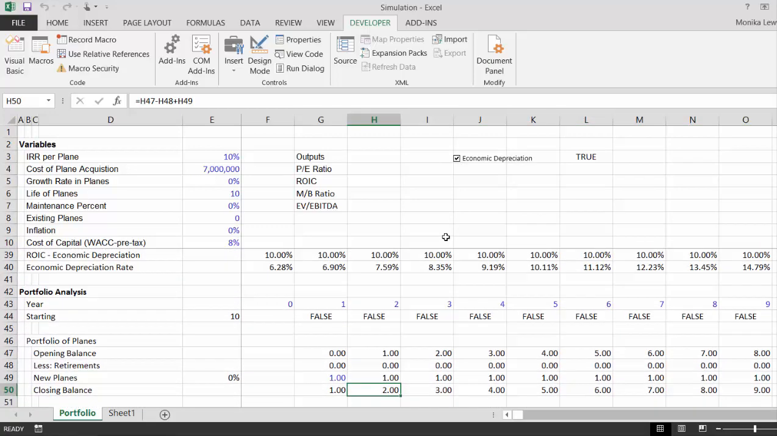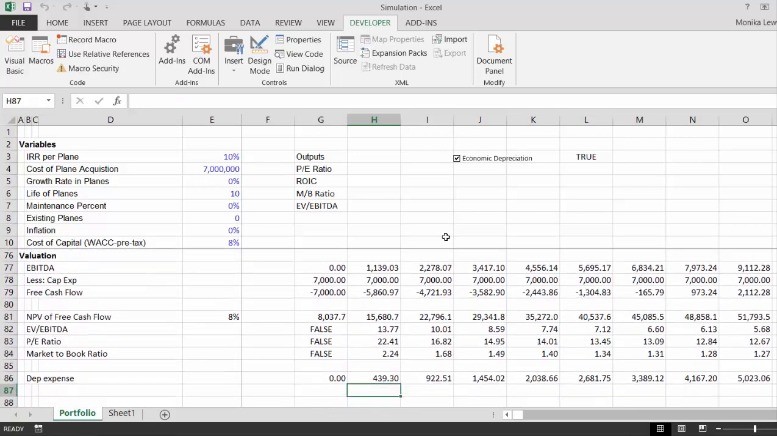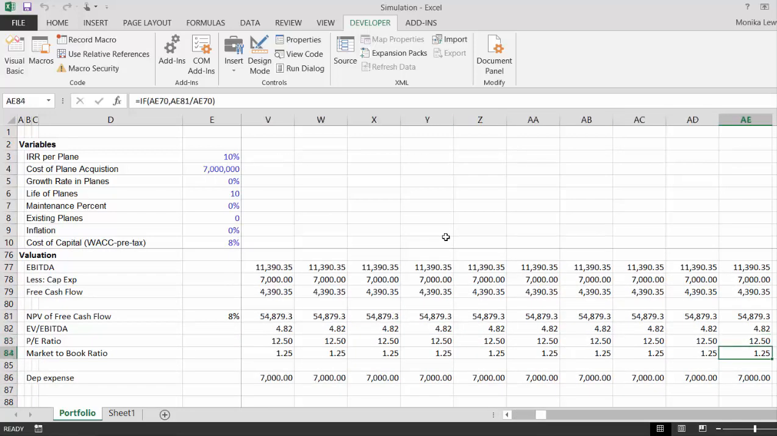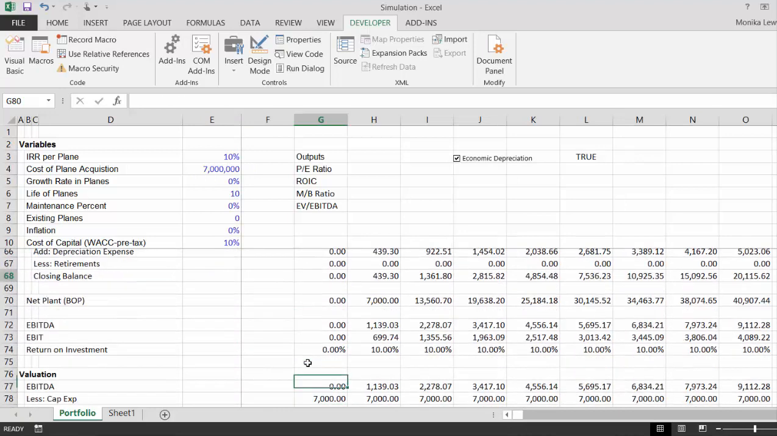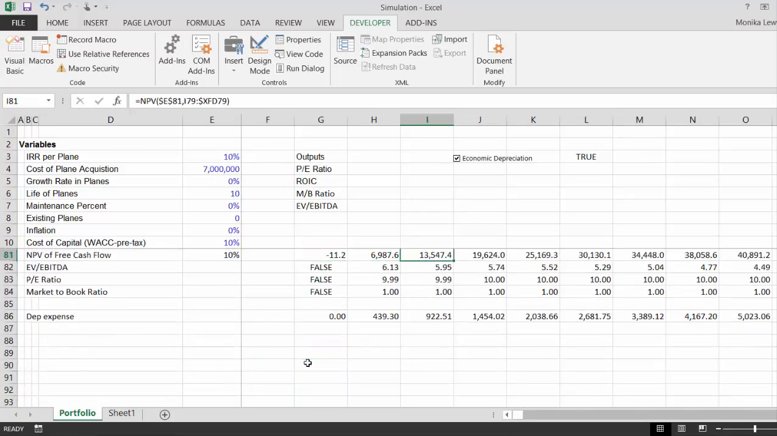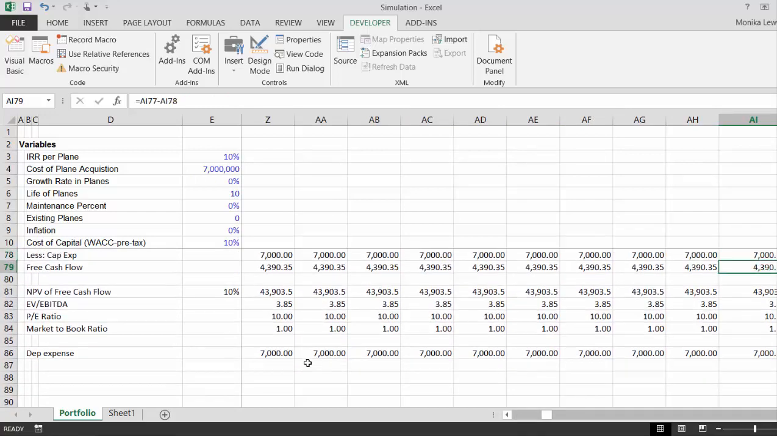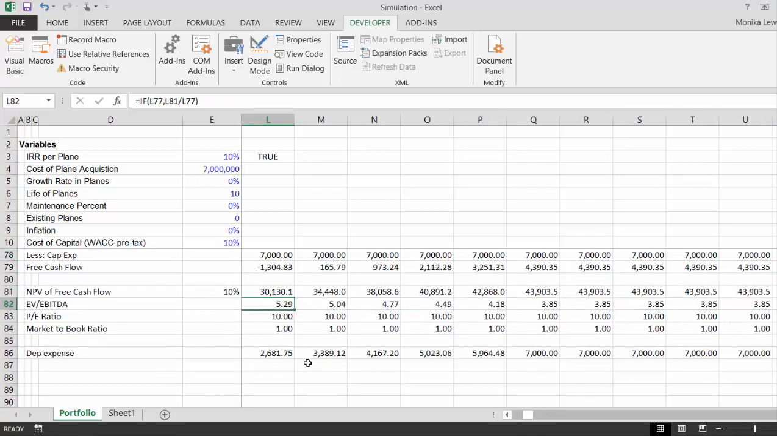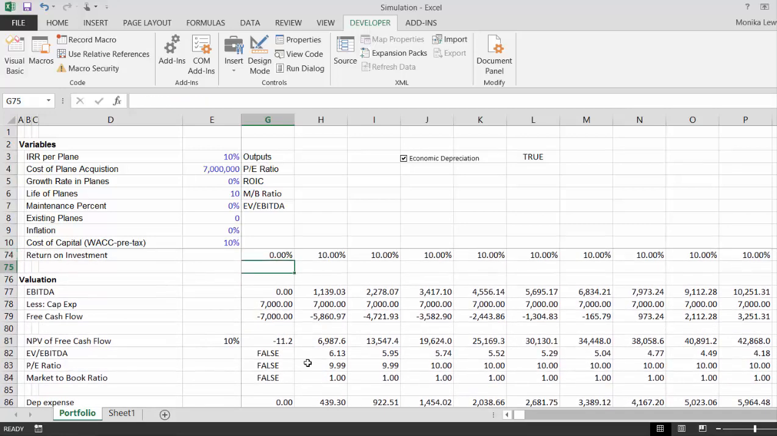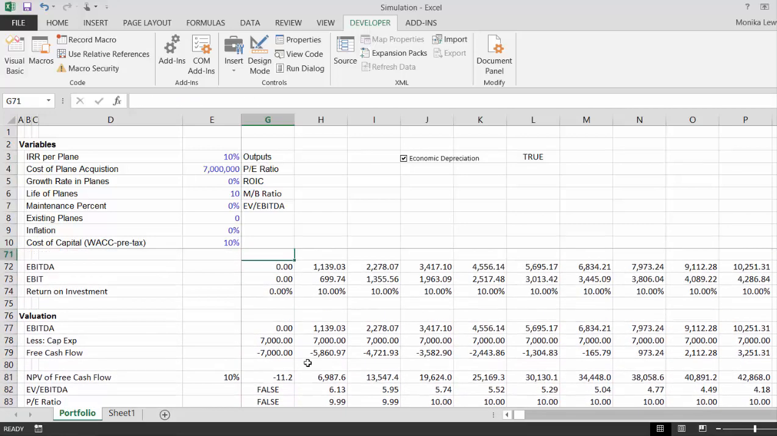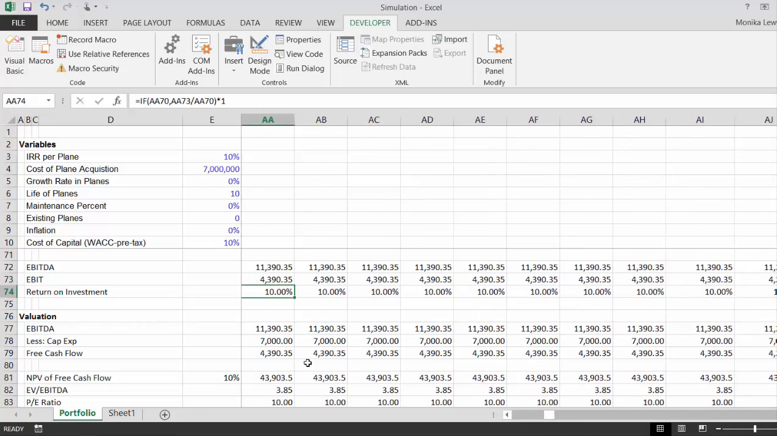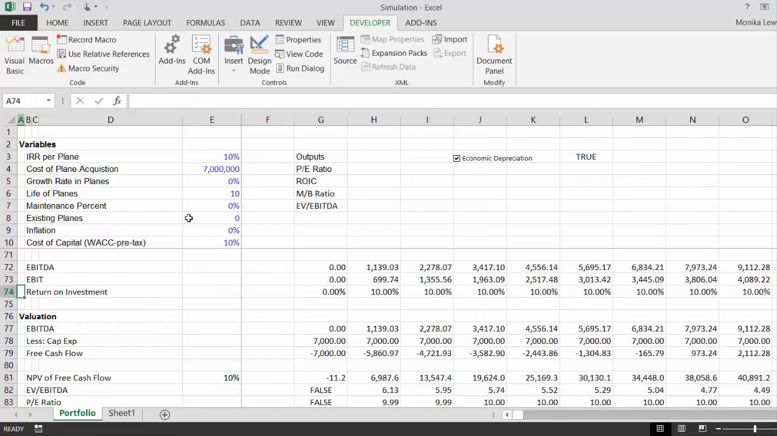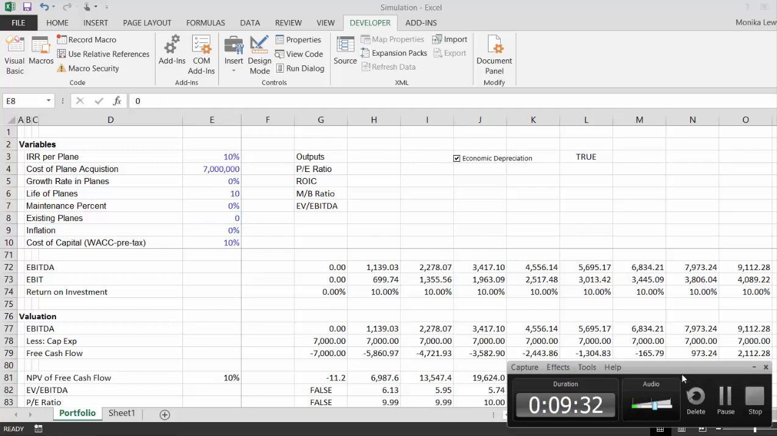The nice thing about this is the market to book ratio. Oh, let's put 10%. We'll put an economic depreciation rate, and our market to book ratio stays at exactly 1. Our PE ratio is exactly 10, and the return on investment is also exactly 10, which is what it was expected to be. So now we can get the framework to do all this. And I've got another phone call, so I'm stopping.